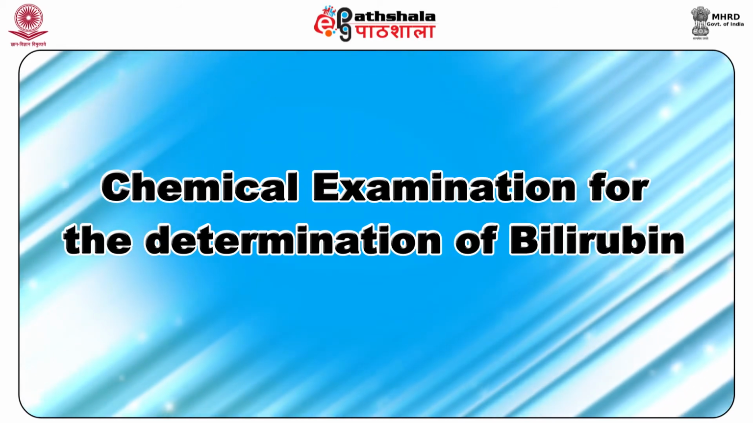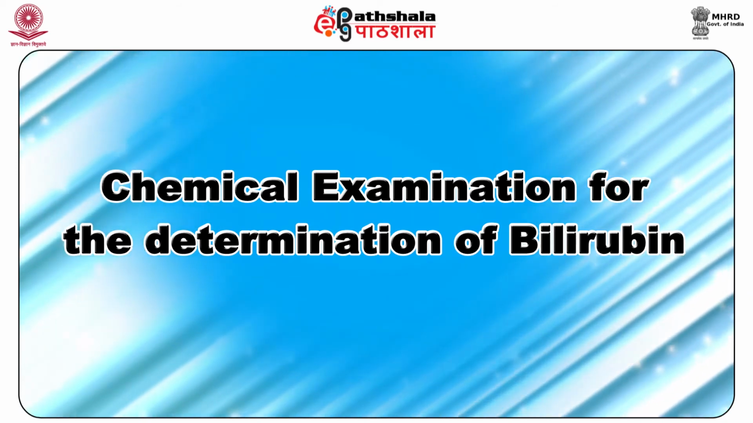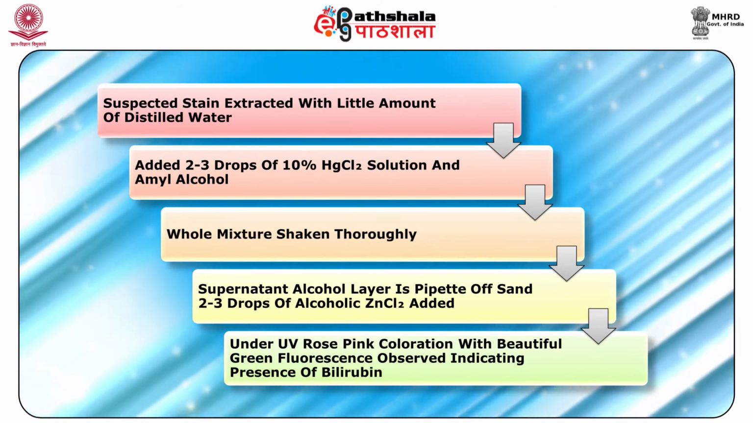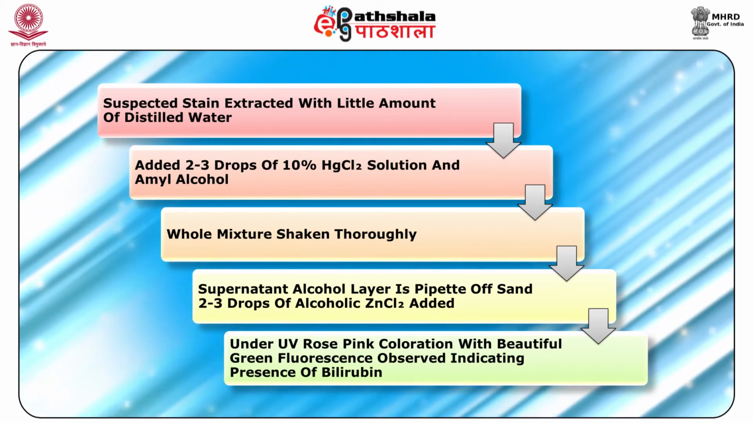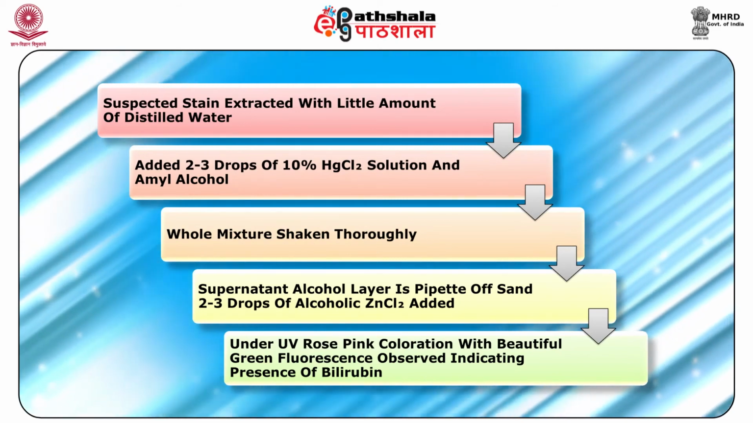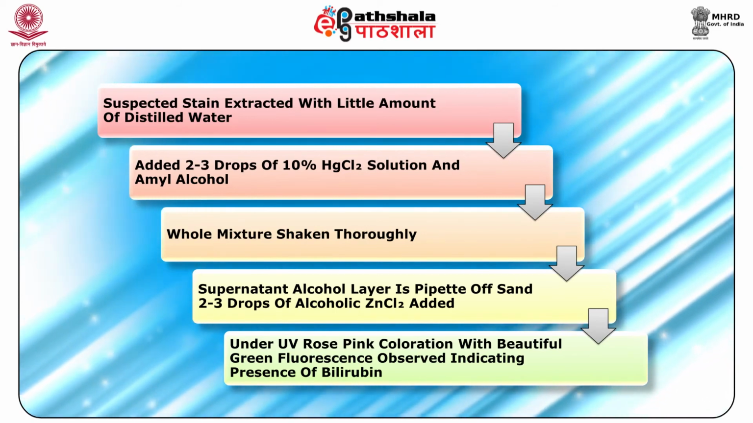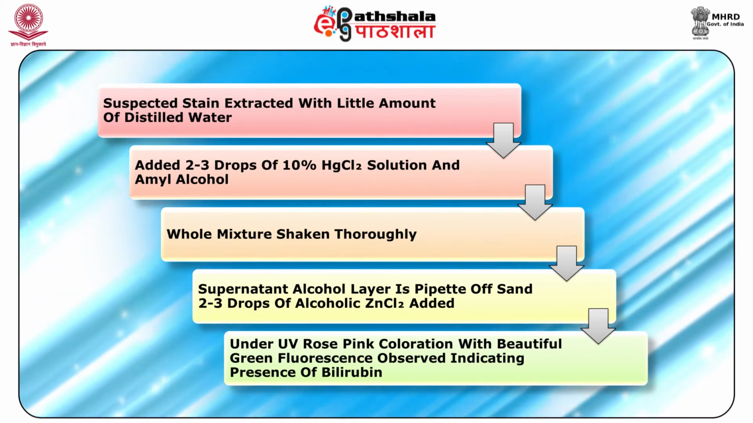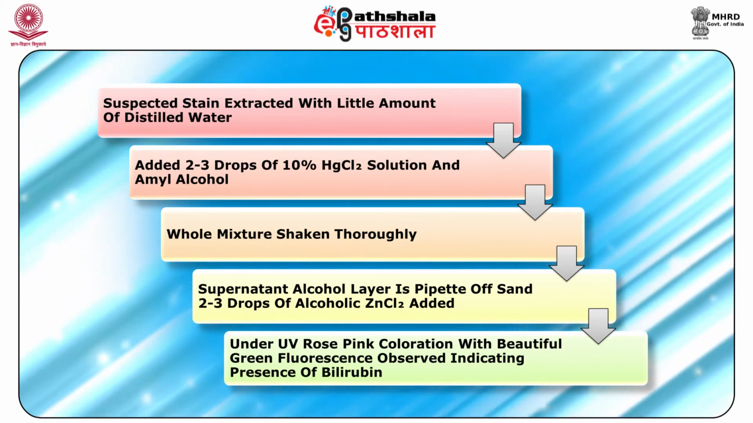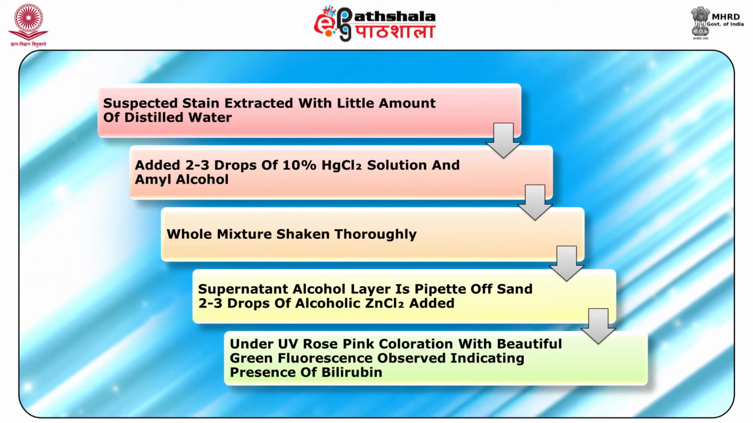Now, secondly, we will discuss the chemical examination for the determination of bilirubin. A portion of the suspected stain is extracted with a little amount of distilled water, and 2 to 3 drops of 10% mercuric chloride solution are added. Amyl alcohol is added in a volume equal to that of the water, and the whole mixture is shaken thoroughly. The supernatant alcohol layer is pipetted off into another tube, and then 2 to 3 drops of 10% alcoholic zinc chloride solution are added to it.